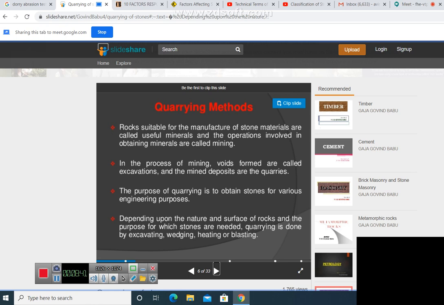Now depending on the nature and surface of rocks and the purpose for which you have to get the stones, you will be adopting one type of method of quarrying. There are different methods of quarrying. For example, an excavating method is one method of quarrying, a wedging method is another method of quarrying, heating or blasting is another method of quarrying.